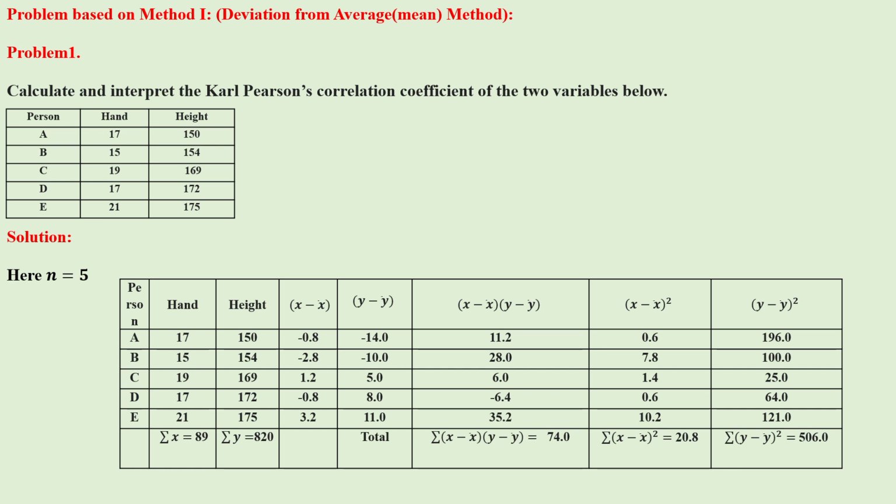Then the last one, fourth column square, y minus y bar square: 14 square, 196, 10 square, 100, 5 square, 25, 8 square, 64, 11 square, 121. Adding all those, sigma y minus y bar square is equal to 506. The means we use are 17.8 and 164. Next substitute in the formula: R is equal to sigma of x minus x bar into y minus y bar, by root of sigma x minus x bar square into root of sigma y minus y bar square. From the table we can put the values: 74 by root of 20.8 into root of 506. You will get 0.7.